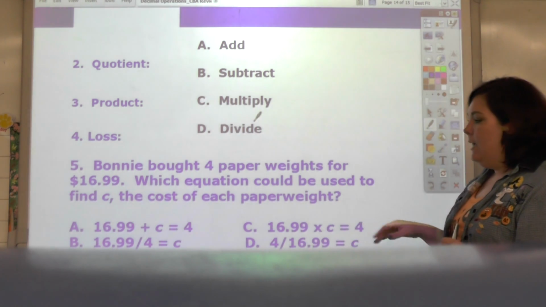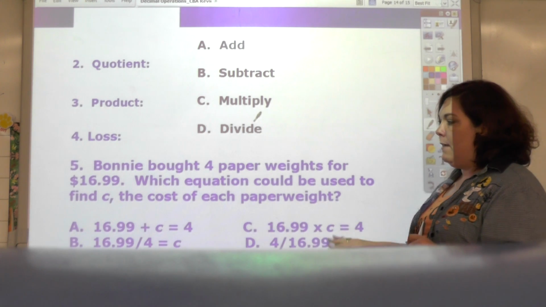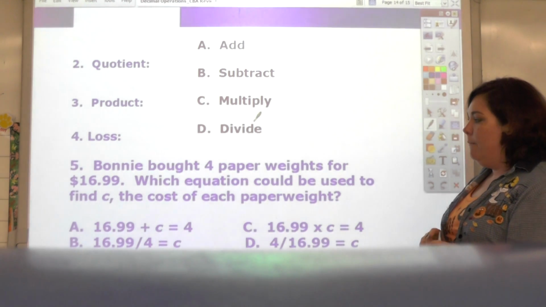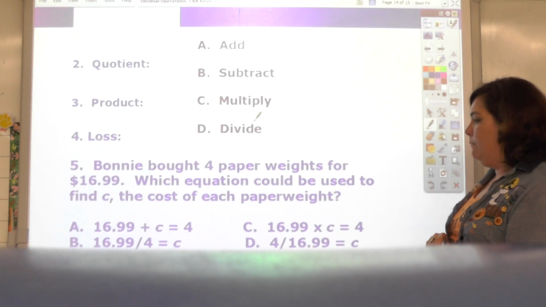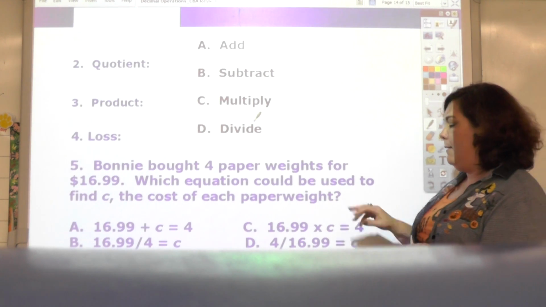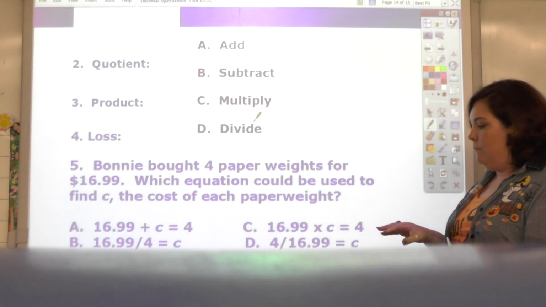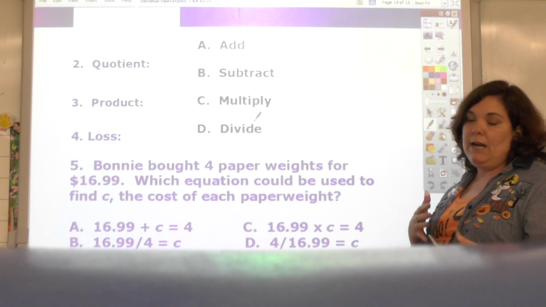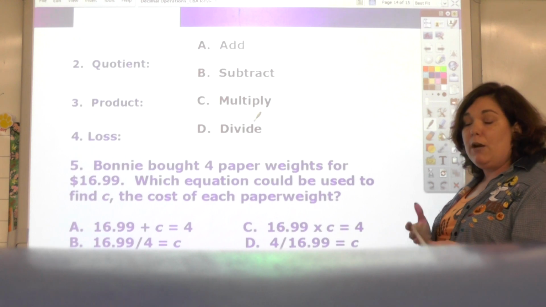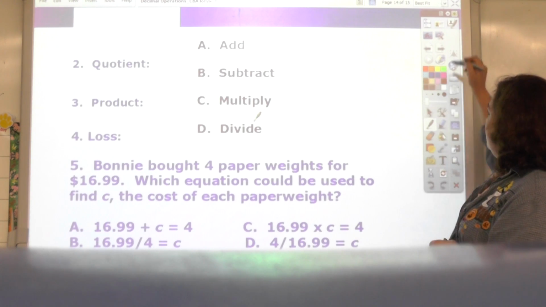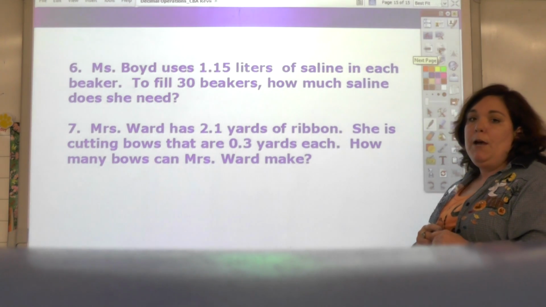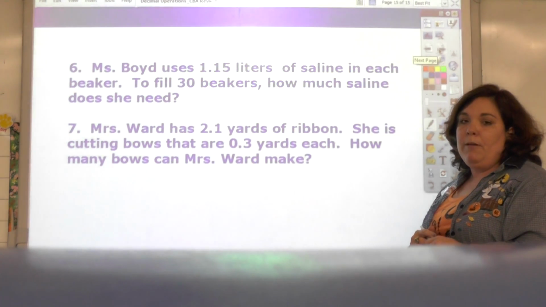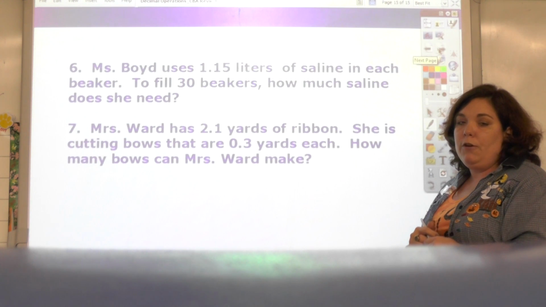Number 5 is selecting the equation that matches the word problem. Bonnie bought 4 paperweights for $16.99. Which equation could be used to find C, the cost of each paperweight? And so you'll look, am I going to add, subtract, multiply, or divide? What numbers go where? What's going to give me the right answer? And these are the last 2 word problems. So pause and do your problems that you need to, and put it on your homework form and turn that in to your teacher.